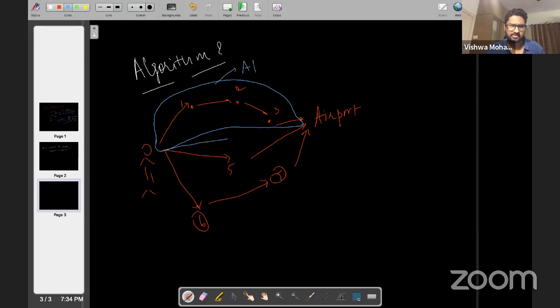The other one is this one, right? You go to point 5 and you directly go to the airport. So this can be algorithm A2, right? So my problem statement here is how I go to the airport from my current house, and the different paths to go through it, right? So the different paths are the algorithms here.